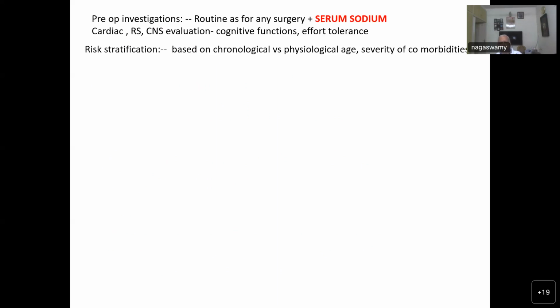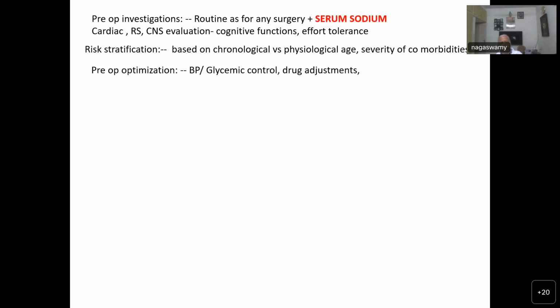A patient may be only 70 years old, but in his physiological state may be very poor. On the contrary, a 90-year-old man may be physically very fit compared to a lesser age person. So always compare the chronological versus physiological age and severity of comorbidities. So these two things will tell you about the risk involved.